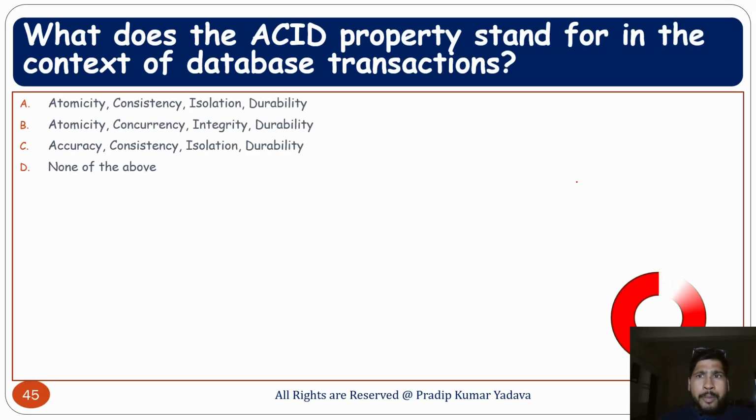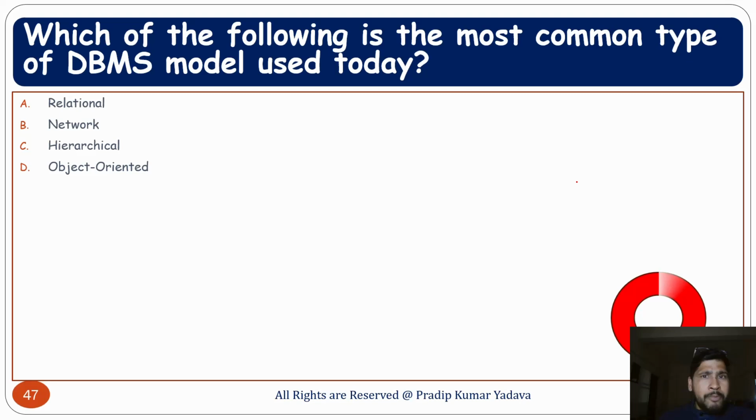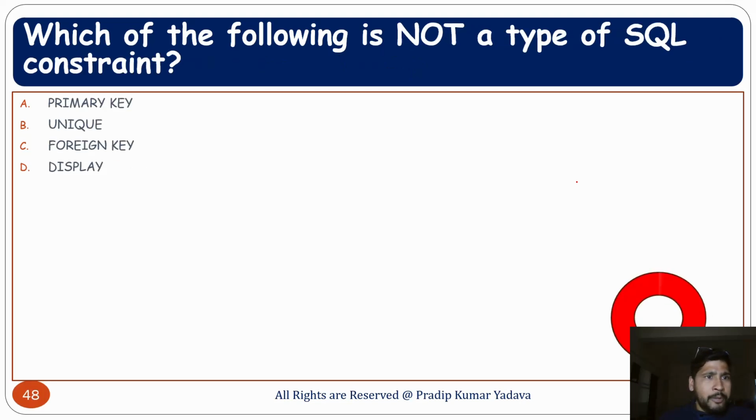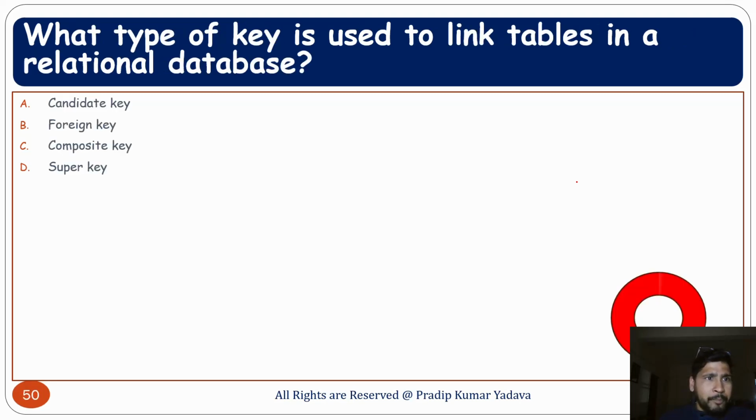What does the ACID property stand for? So basically A means atomicity, C means consistency, I means isolation, D means durability. Which of the following is an example of DML command? So that is select. Which of the following is the most common type of DBMS model used today? That is relational data model. Which of the following is not a type of SQL constraint? So display is not a SQL constraint. Which command is used to update existing data in database? So by using the update command we can update data.